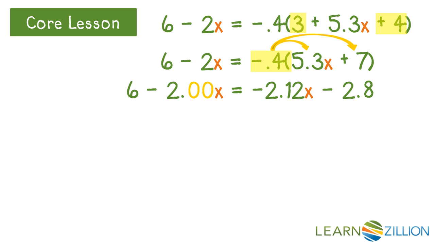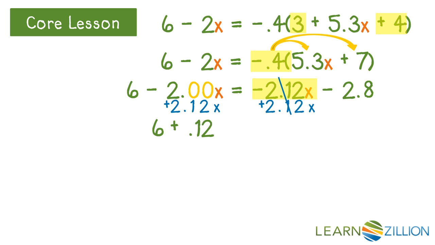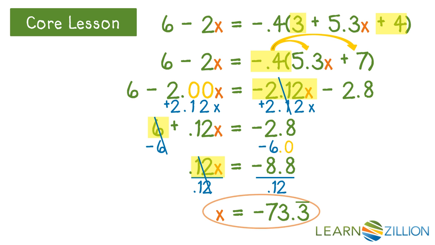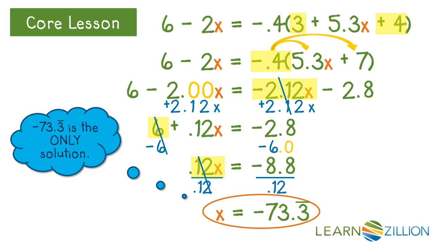Now we will transform the equation to a simpler form by using inverse operations. Notice again how when transforming, I perform the same operations equally on both sides to maintain equality. And I, again, add zeros as placeholders where necessary. So I end up with x equals negative 73.3 repeating. Again, this is the only solution since we are left with a variable equal to a constant.